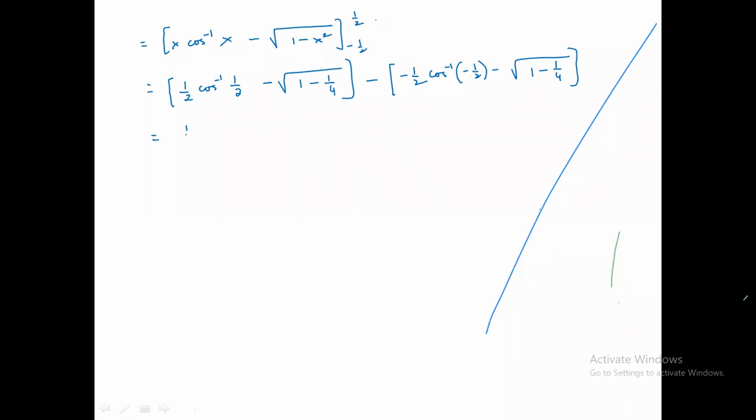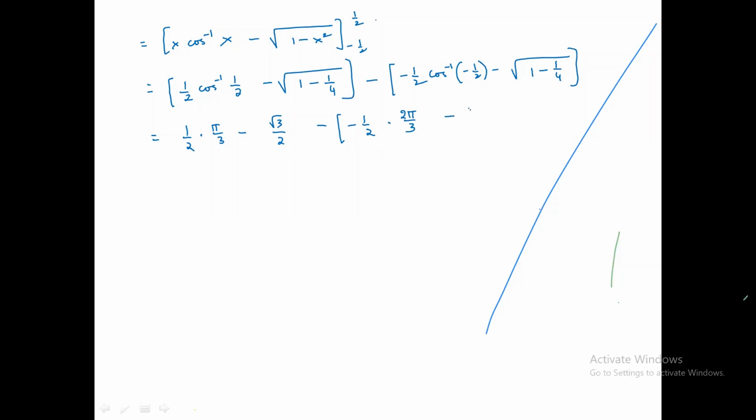Further, I can simplify 1 by 2. What is cos inverse 1 by 2? It is pi by 3. Minus, here what will I have? 4 minus 1, 3. So square root of 3 by 2 minus minus 1 by 2. What is cos inverse of minus 1 by 2? Negative, second quadrant. So it will be 2 pi by 3.